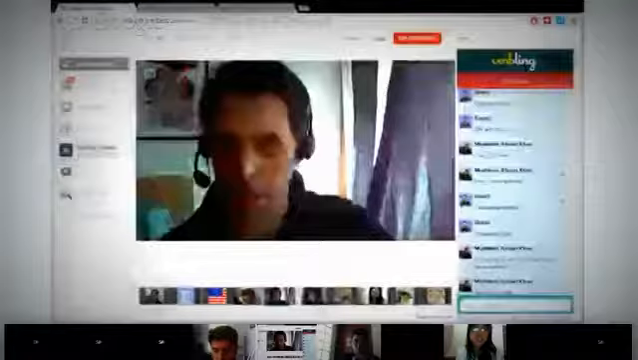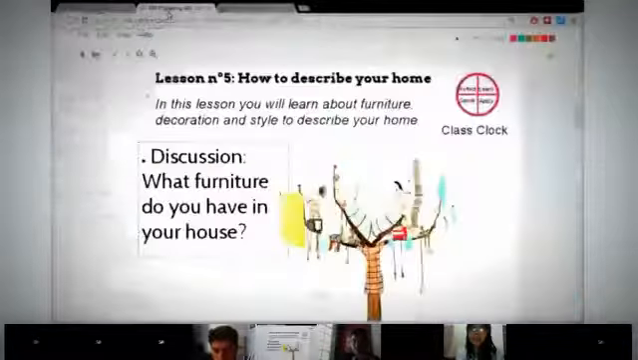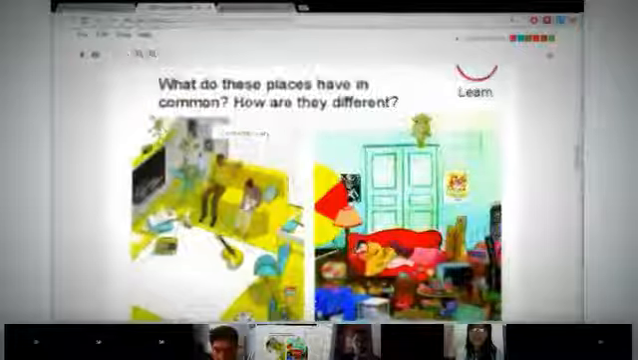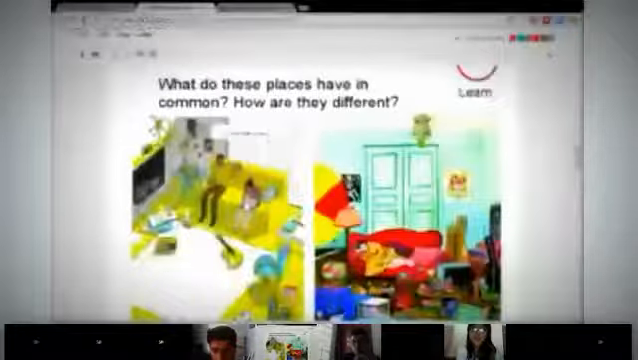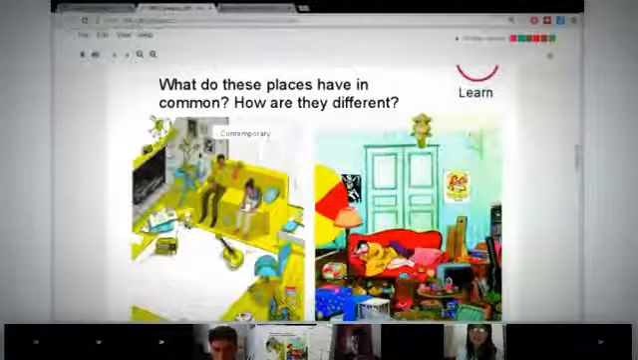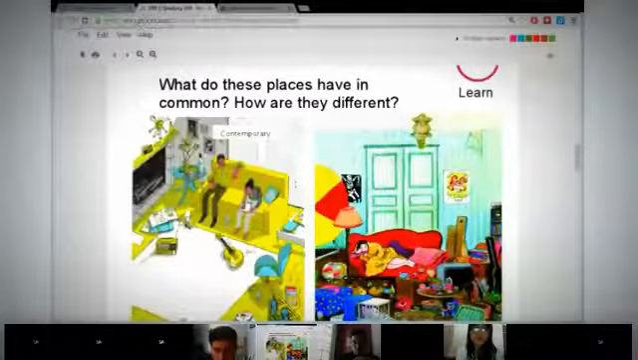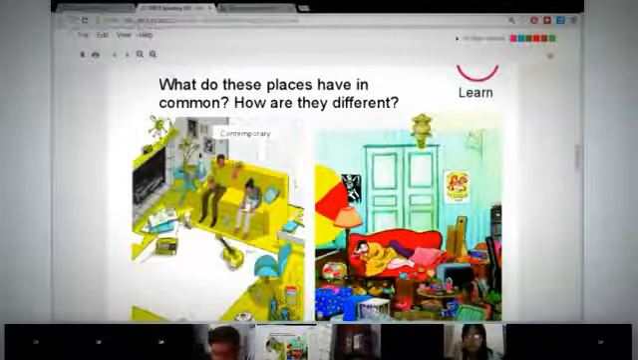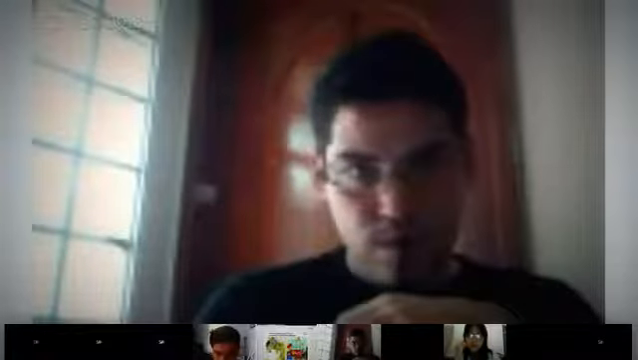Okay, so let me share my screen again. I'm going to go to the next page and I'm going to ask you to describe. So right now we are on the second page of the PDF. What do these places have in common and how are they different?